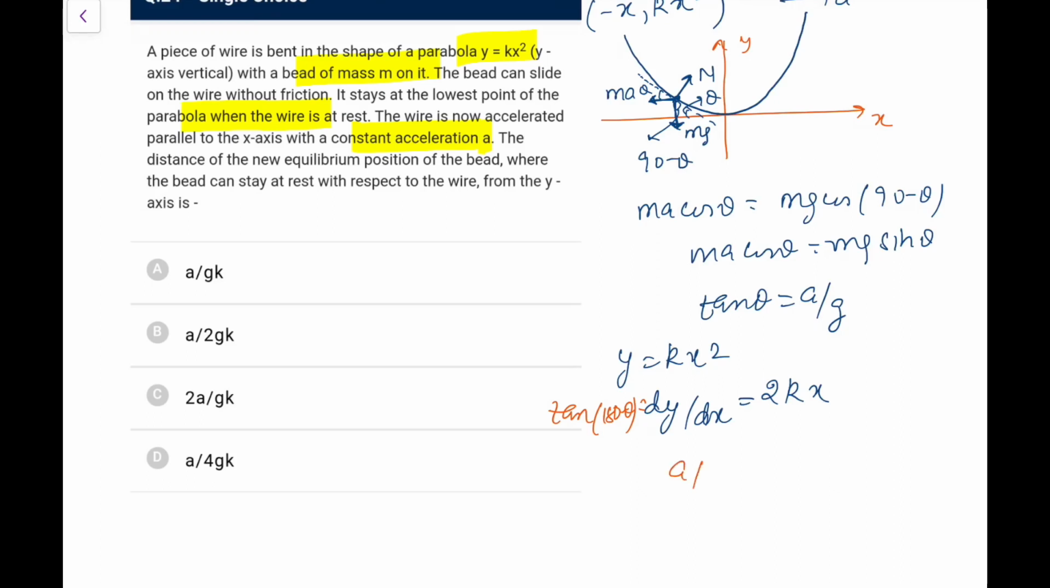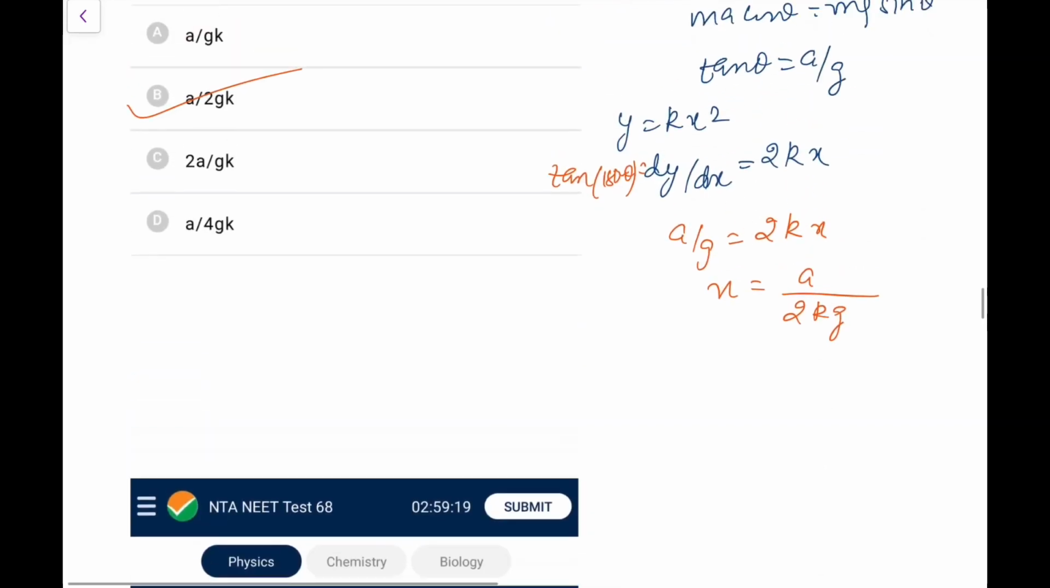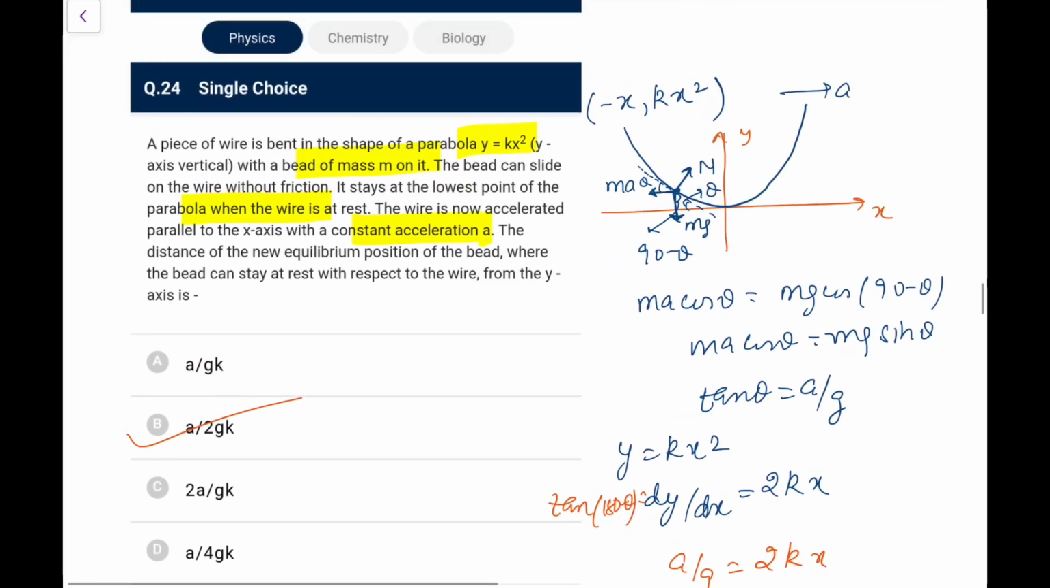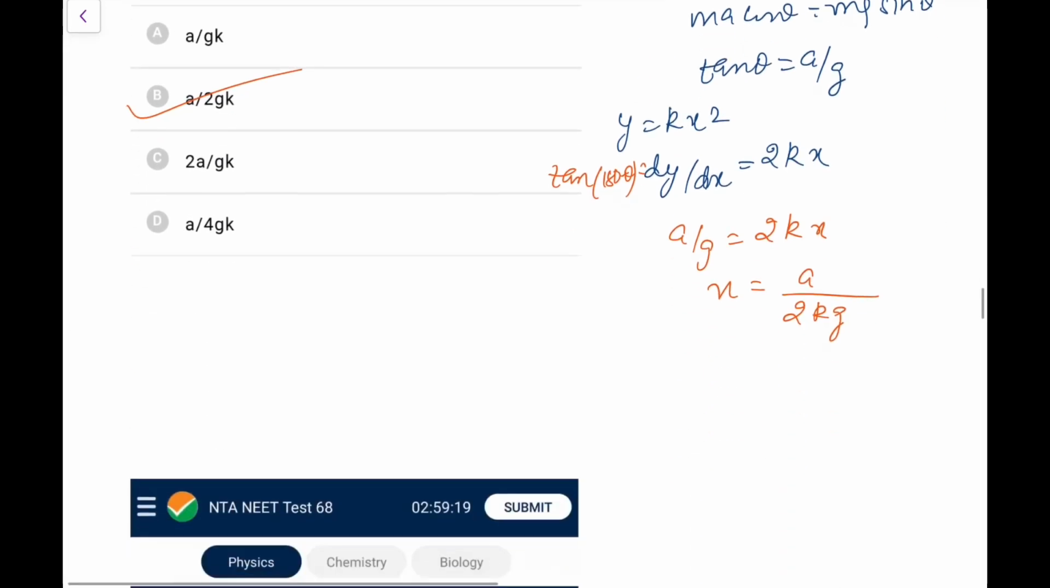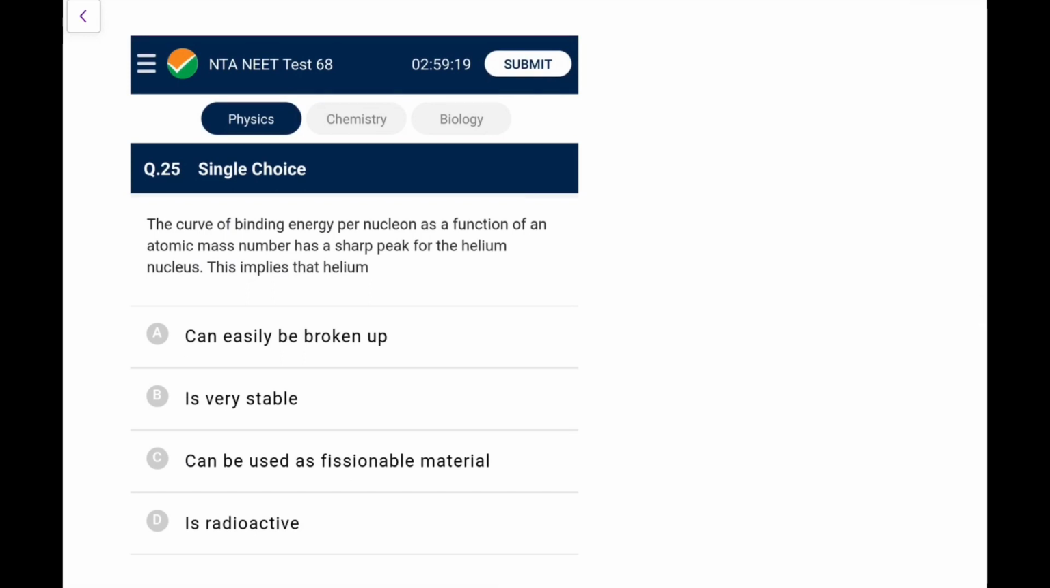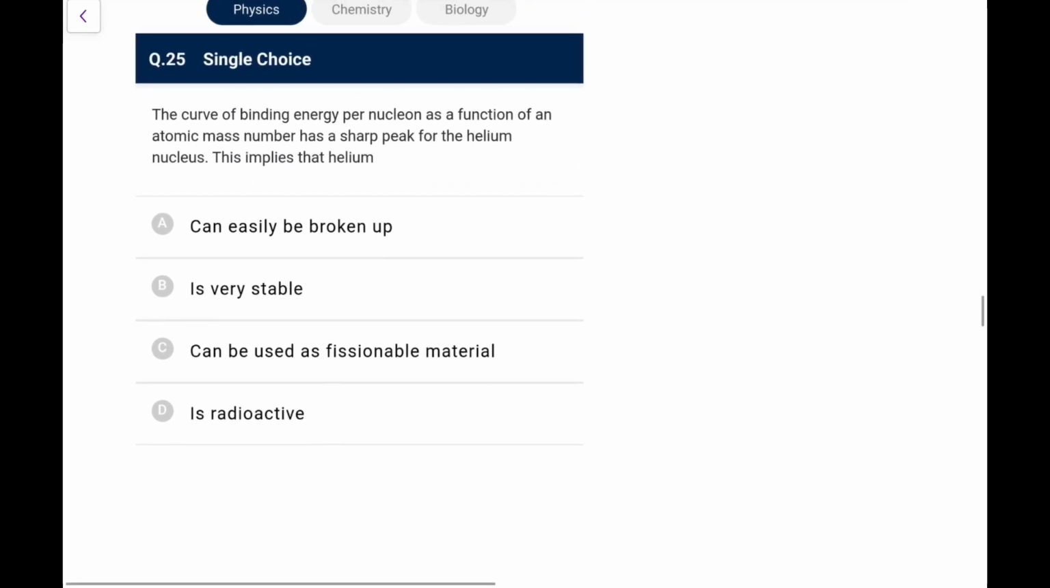So simply a by g is going to be equal to 2kx. So x is going to be equal to a upon 2kg. So a upon 2kg we have as an option. Yes, option B. Actually it should be minus if it is right, and if it would be left it would be positive. So it is not given if it is right or left. Parallel to x-axis only was given, so I can go for that. If a minus option was there, it could also be incorrect. Next, so this one is fine here.